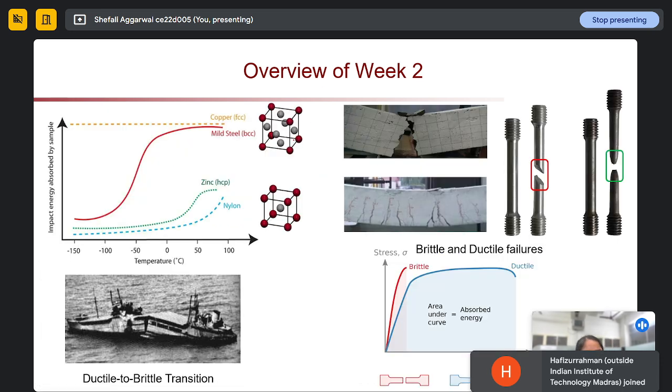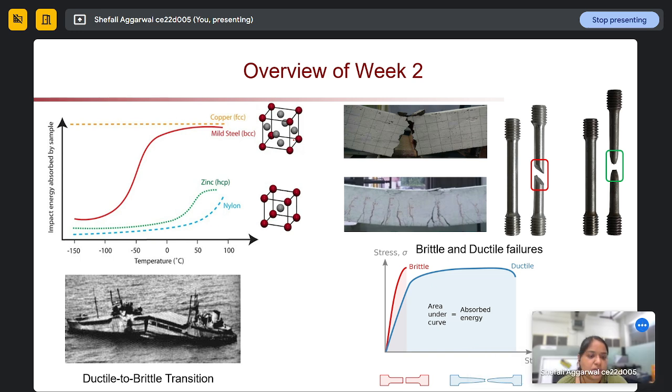So another thing you might have studied this week is the ductile to brittle transition. Before going to the ductile to brittle transition, first we will see the different brittle and ductile failures. If a material is breaking suddenly, we say it is brittle behavior, and if it deforms and then fails, it is ductile behavior.